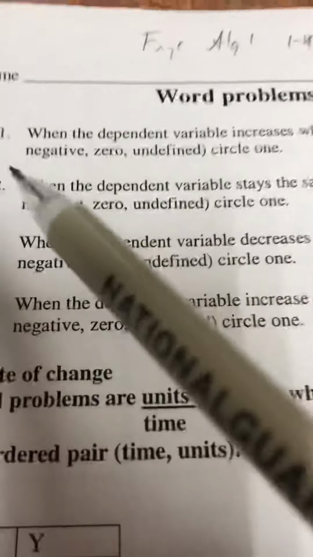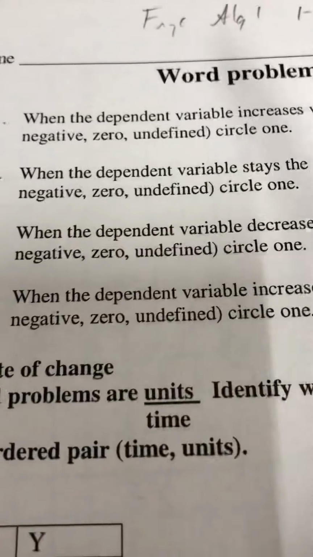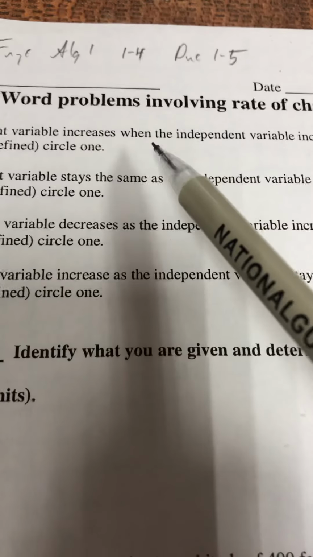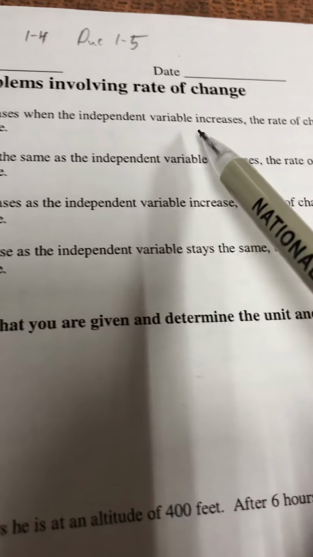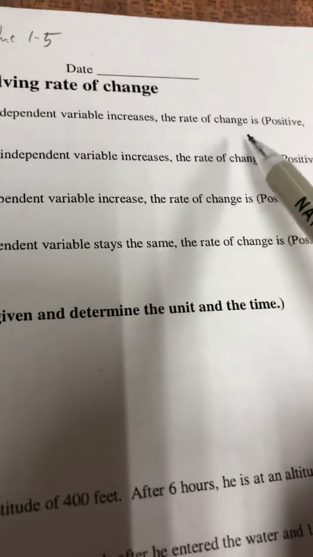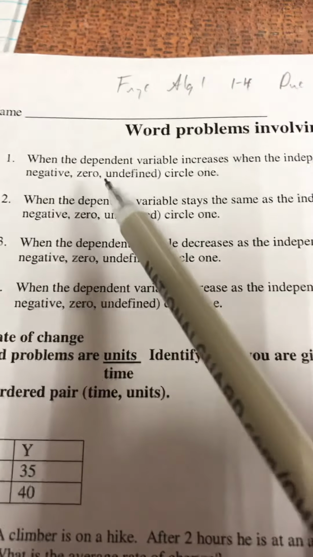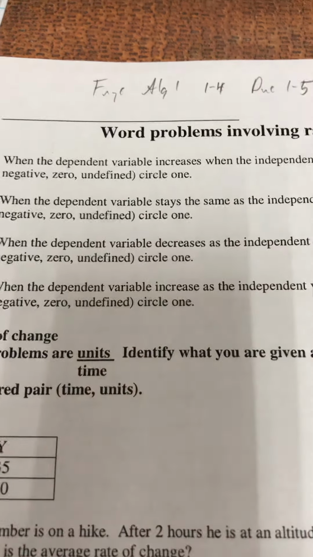So let's get started. Number one: when the dependent variable increases, and when the independent variable increases, the rate of change is positive, negative, 0, undefined, or circle one.